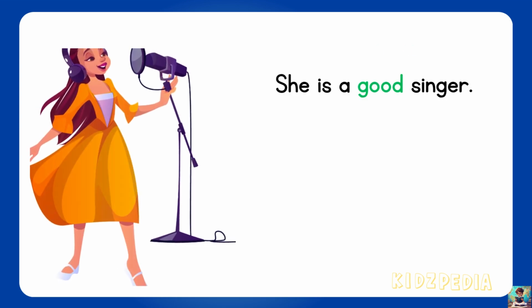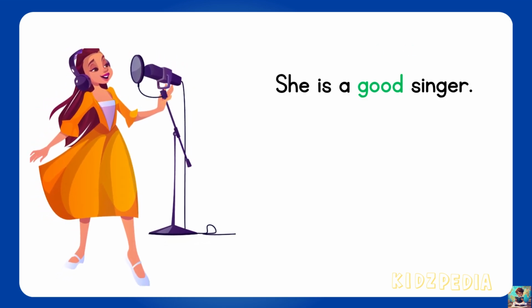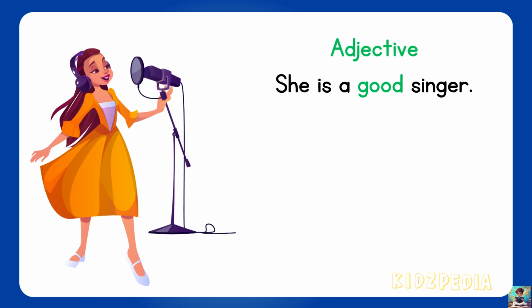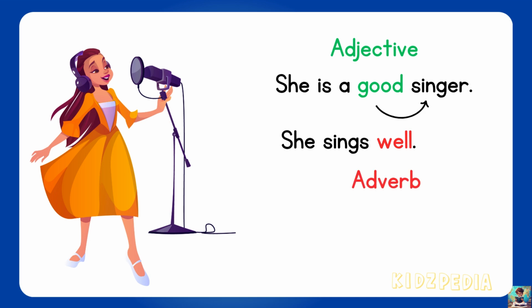She is a good singer. Here, the adjective good describes the noun singer. It tells us what kind of singer she is. She sings well. Here, we cannot say she sings good. We say she sings well. The adverb well describes the verb sings. It tells us how she sings.